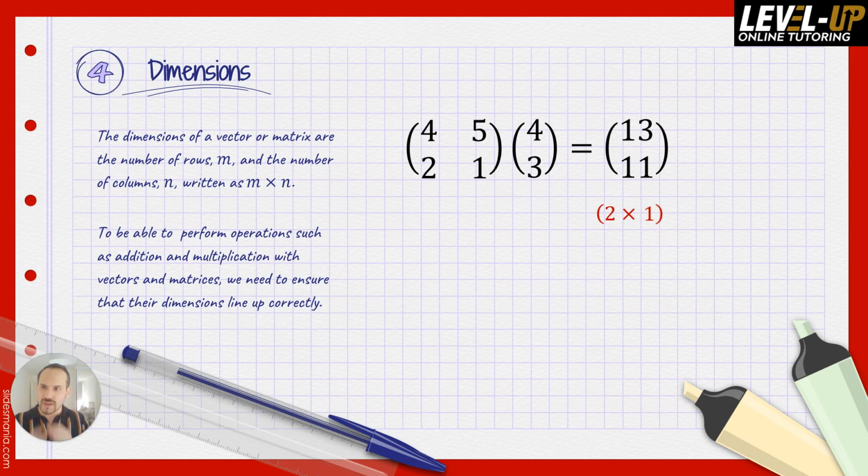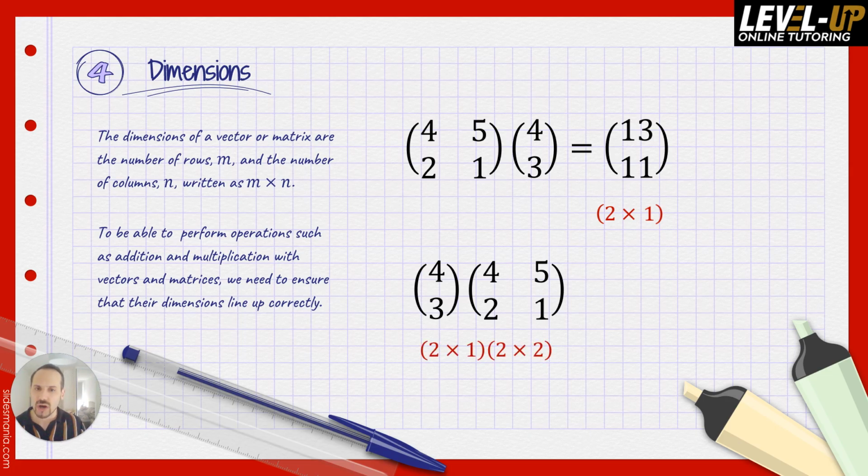But only if those 2 inner ones match. So say we do something like this, which is the exact same problem, but we're multiplying the other way round. Well, we know already that order of multiplication matters. So if we could work this out, you're not necessarily going to get the same value.